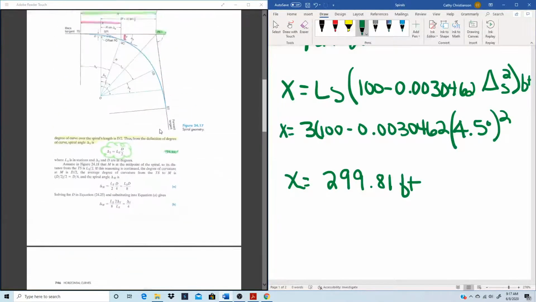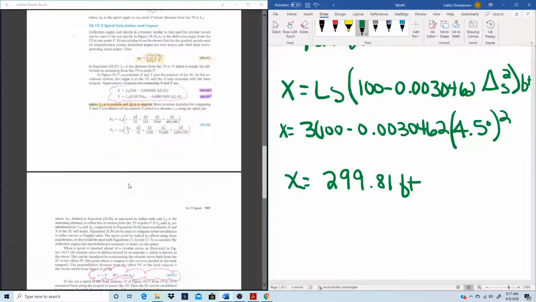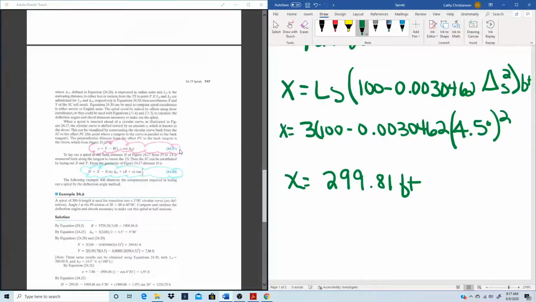And I'll show you where that x is. So I've got x highlighted in pink. So we're solving for x, and we're going to solve for y to be able to plug it into our throw calculation, which is equation 24.31, and then to finally solve for h, which will give us the beginning of our spiral. The spiral is really easy to do. Okay, so now we want to solve for y.